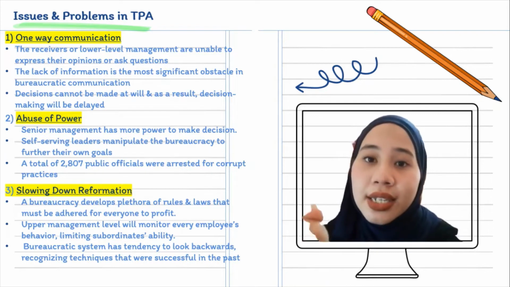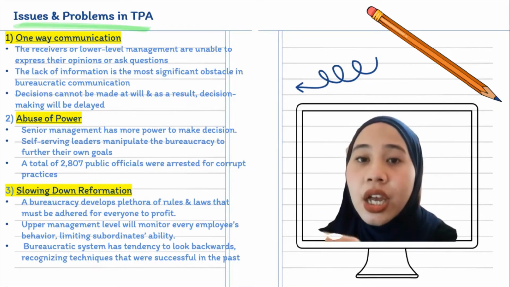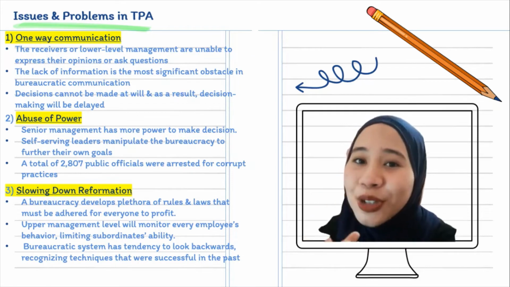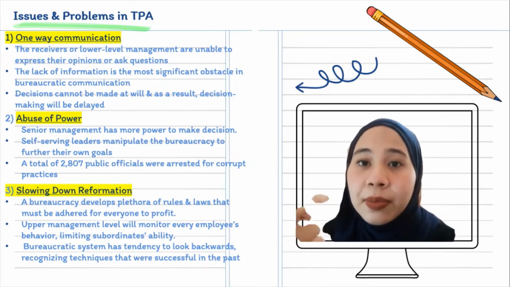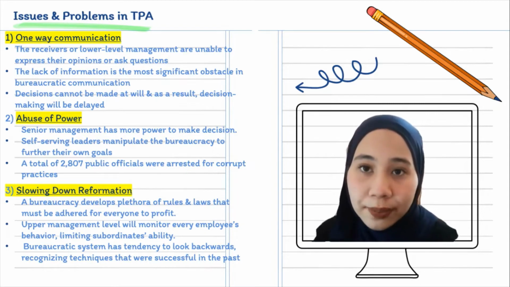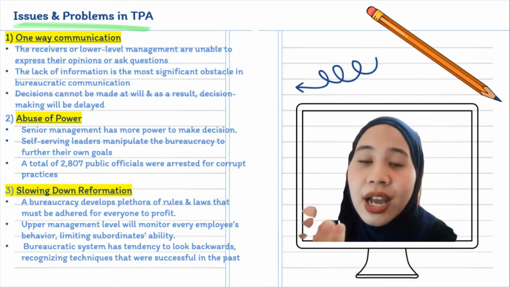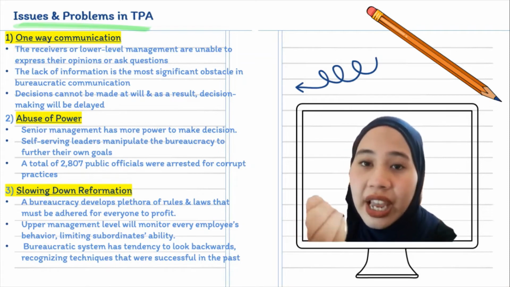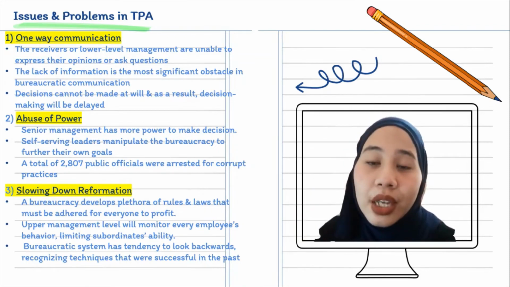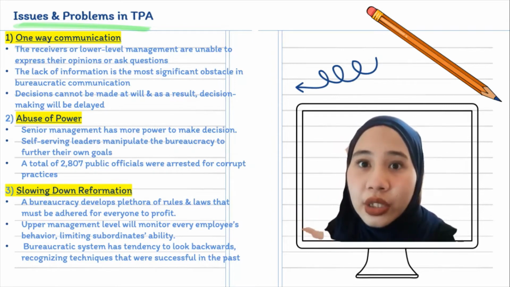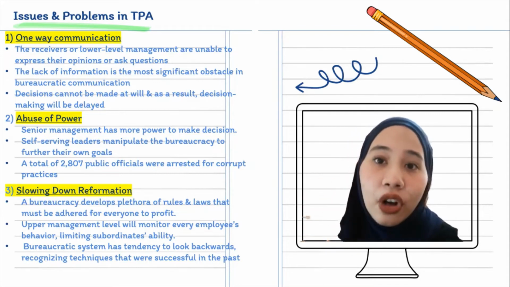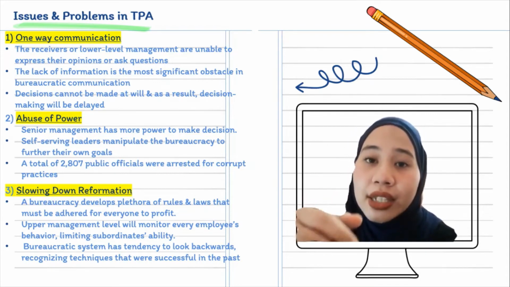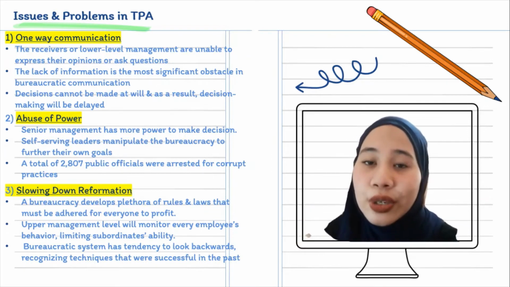In a bureaucracy, senior management has more power to make decisions, which they might abuse to serve their own interests, oppress their subordinates, or do what is best for the team. Self-serving leaders manipulate the bureaucracy to further their own goals. Officials that abuse their position of power are frequently individuals who take advantage of their knowledge of corruption. Between 2015 and October 2020, a total of 2,607 public officials were arrested for corrupt practice, according to the Malaysian Anti-Corruption Commission.